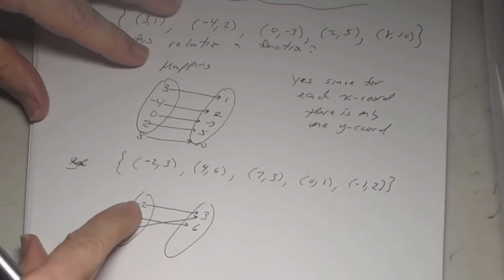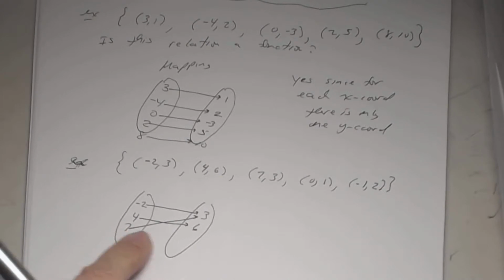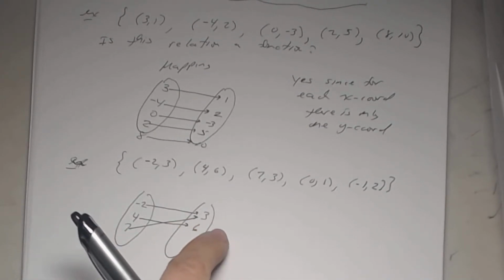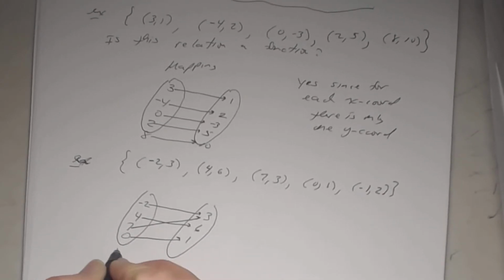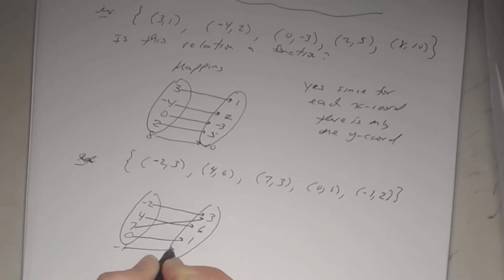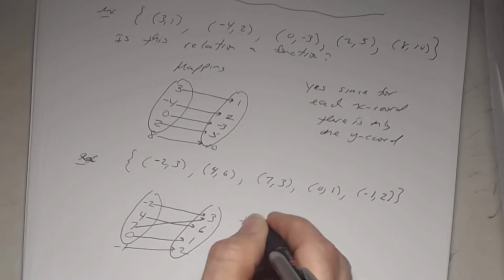So when x is negative 2, there's only one y coordinate. It is 3. When x is 4, there's only one y coordinate. It is 6. When x is 7, there's only one y coordinate. It is 3. When x is 0, there's only one y coordinate. When x is negative 1, there's only one y coordinate. It is 2. Is that a function? Yes. So sometimes it may help if you draw a mapping to help you. So this is a function.